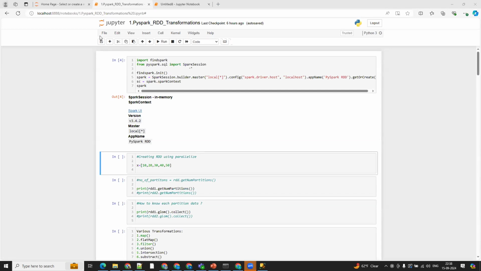Like Hadoop, are we going to store 3 copies of data in Spark as well? Same thing. Same concept. Replication factor is 3 only here also.